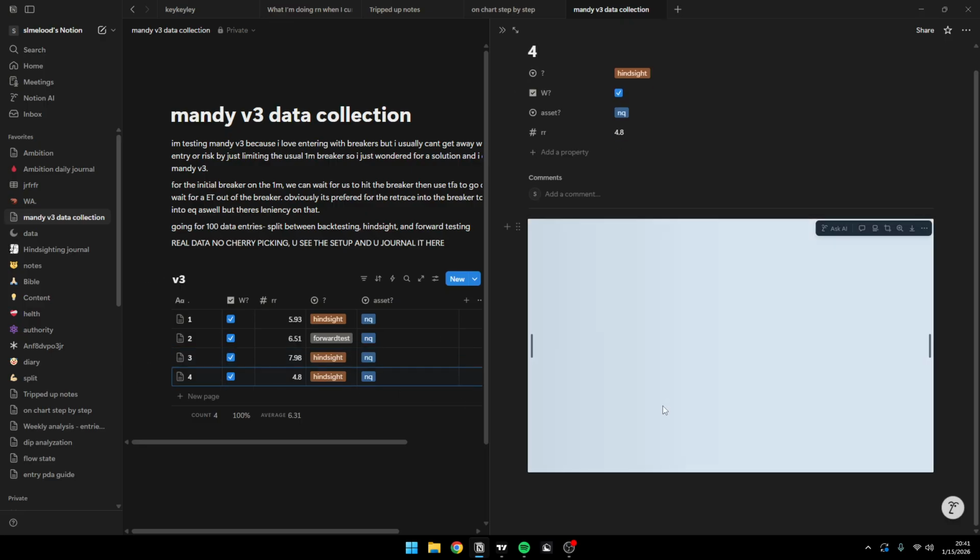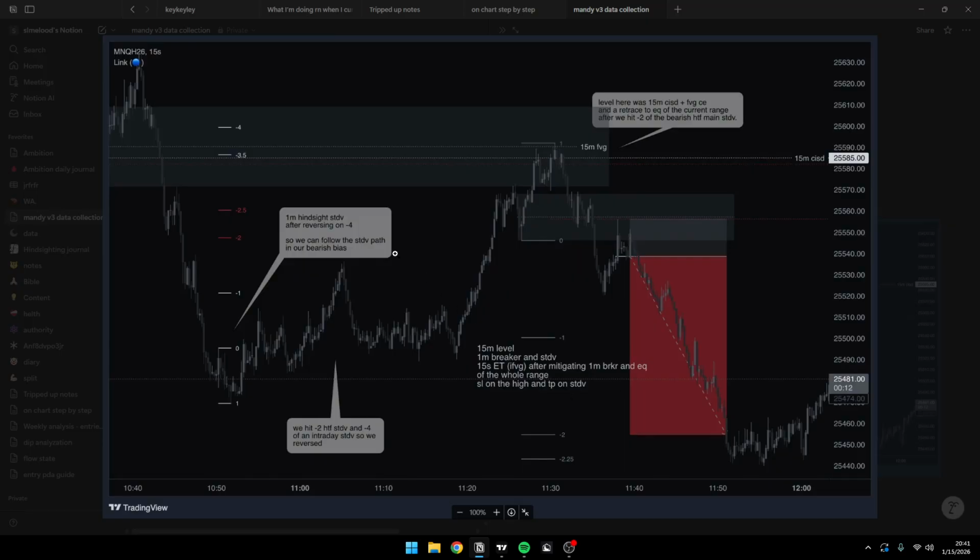And then the last data collected example, we have this. Oh man, this just looks so perfect. We have a 1 minute hindsight deviation. Just really looking for any deviation that aligns with our hot zone right here, which is EQ, 15-minute CISD, 15-minute FEG. There was also the 10 a.m. open. I probably wrote it somewhere here. Not reading all that though.